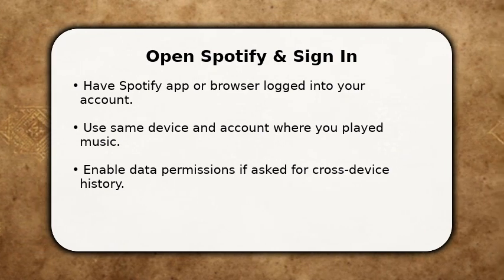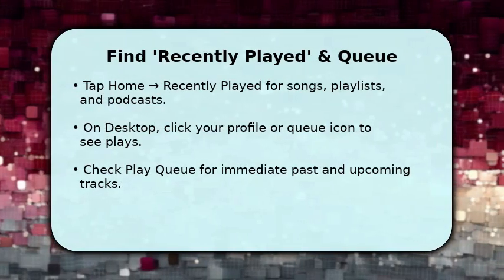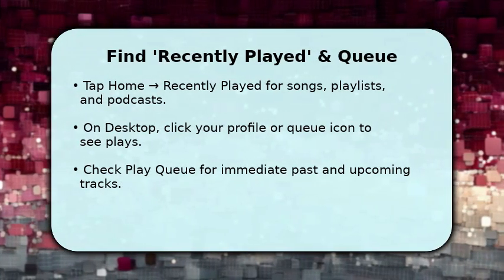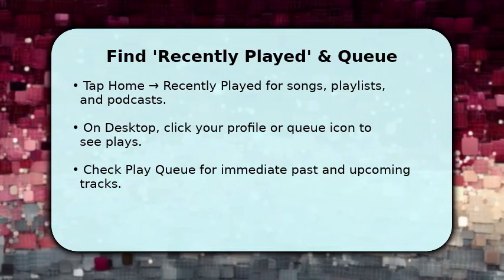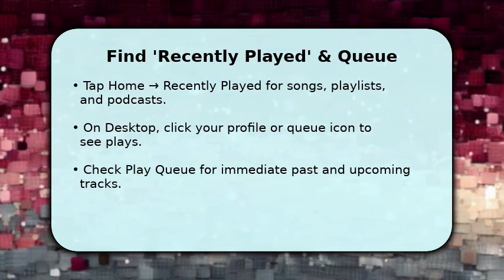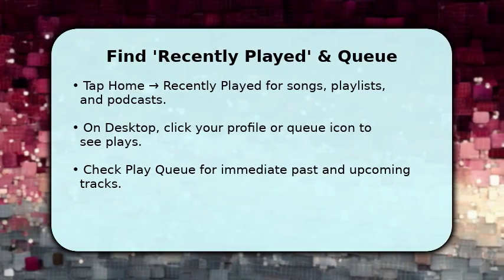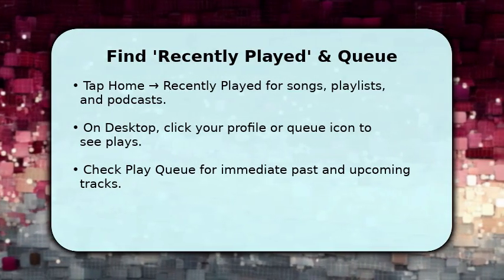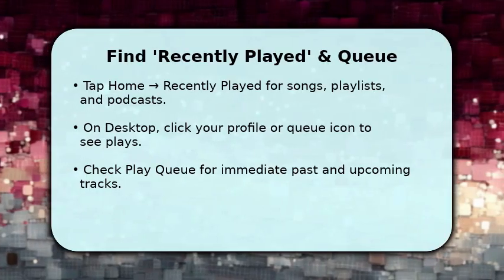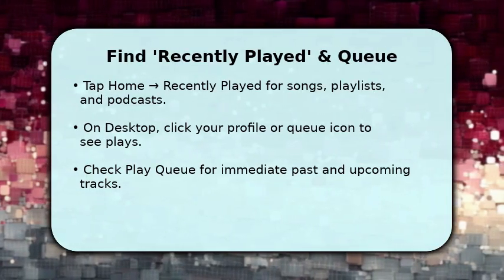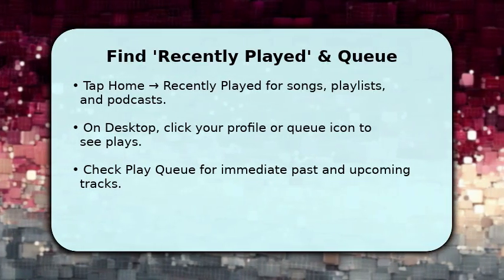Now locate the recently played list to view tracks, playlists, and podcasts you accessed. On mobile, it's on Home, while desktop shows it under your profile or the queue icon. Once there, scroll to scan timestamps and context, playlists versus single tracks to reconstruct sessions. For the last few minutes, open the play queue. That displays recent and upcoming items in order.